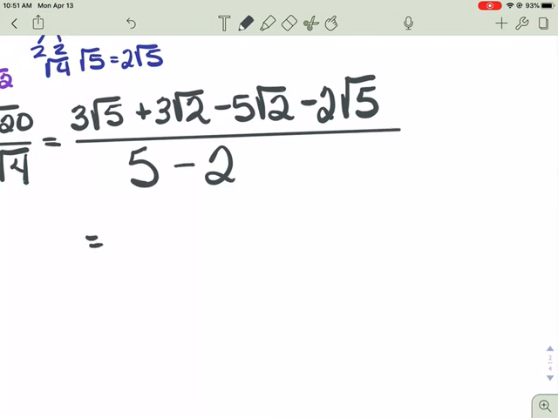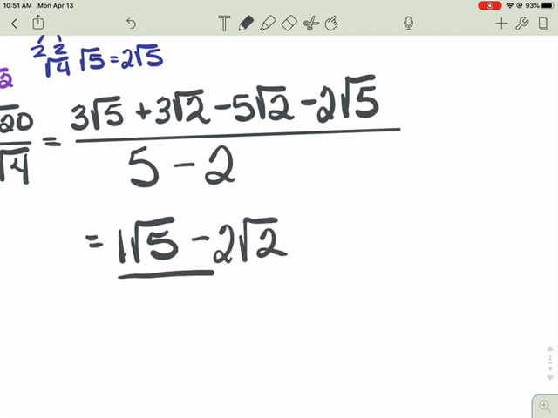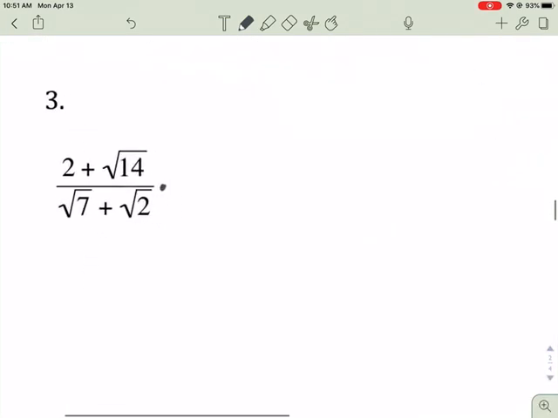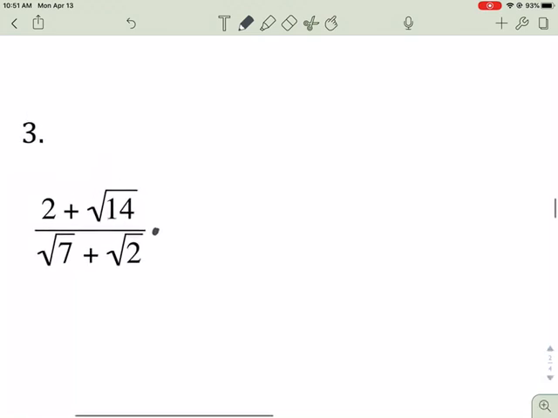So we have 3 square roots of 5 minus 2 square roots of 5, which gives me 1 square root of 5. You don't have to write the 1. And then 3 square roots of 2 minus 5 square roots of 2, so that's negative 2 square roots of 2, all over 5 minus 2, which gives you 3. So there's nothing we can do with that. Again, 1, 2, and 3 don't have any common factors. All right, let's do one more together.